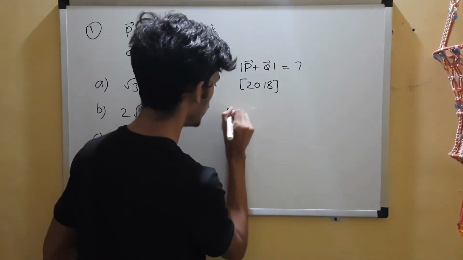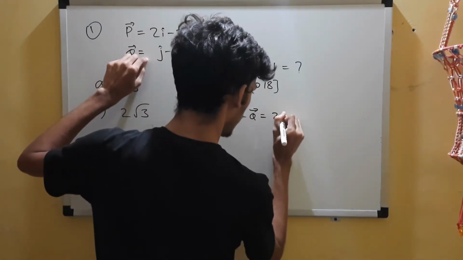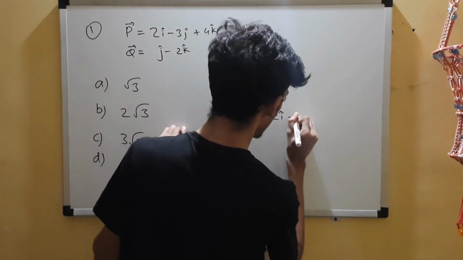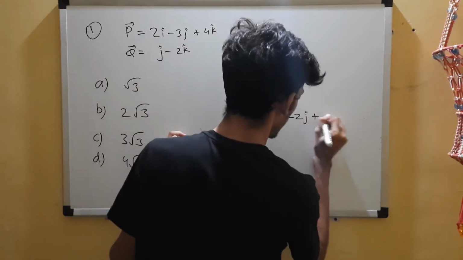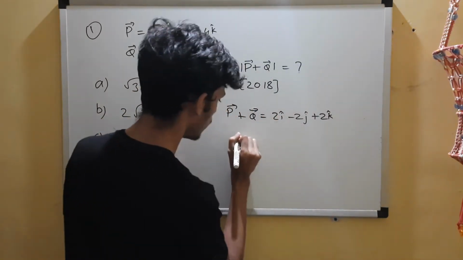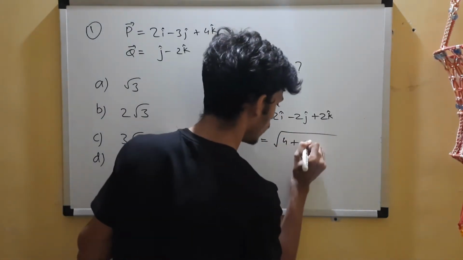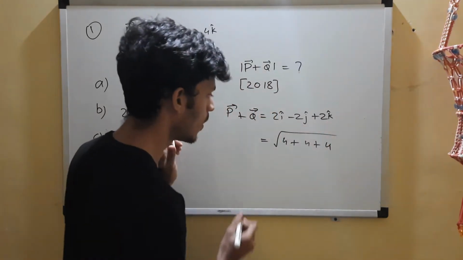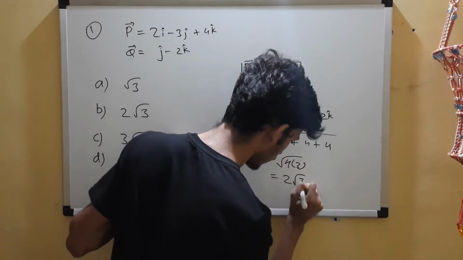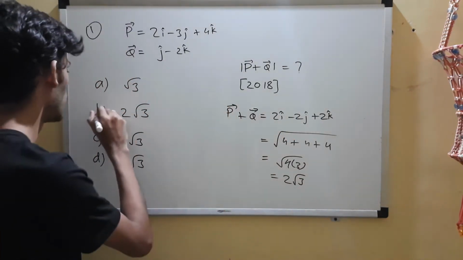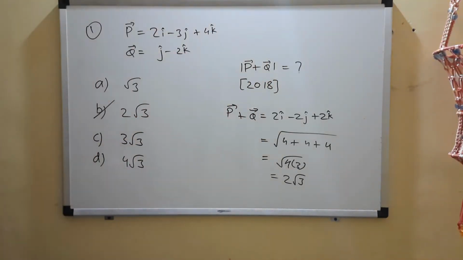I'll do it now. So p plus q, let's add them first. 2 i cap, minus 2 j cap (minus 3 plus 1), and plus 4 minus 2, that will be plus 2 k cap. We have to find the magnitude, so just add the squares of their components. 2 square, 2 square, 2 square, so 4 three times, 4 into 3, so 2 root 3. That 4 will come out as 2, so 2 root 3 is the answer. Quite straightforward, right? Let's move to the next question now.